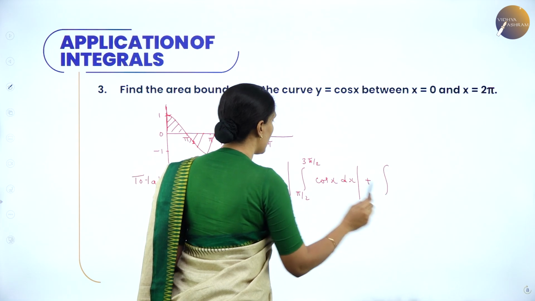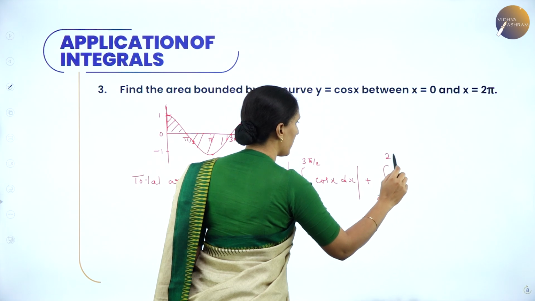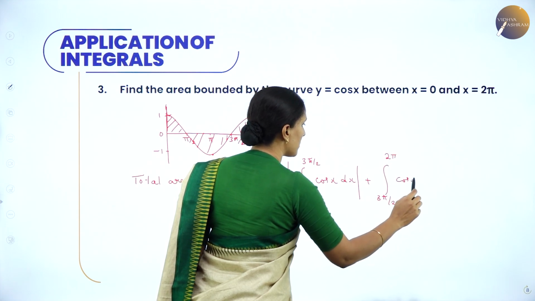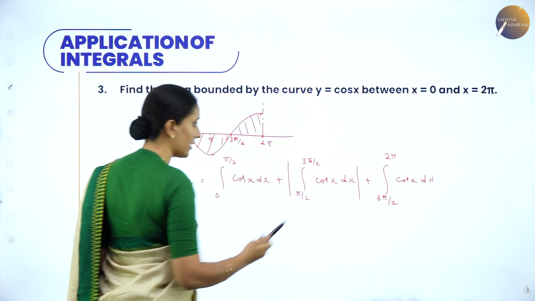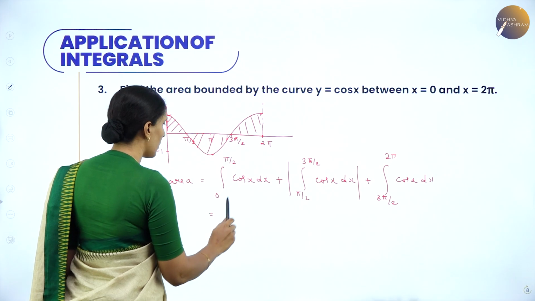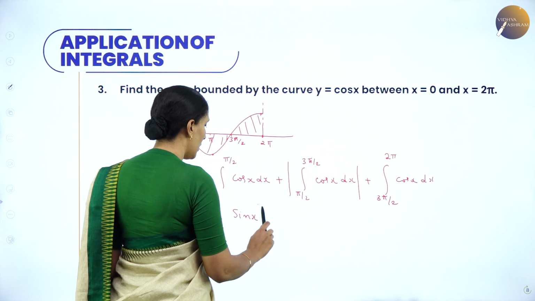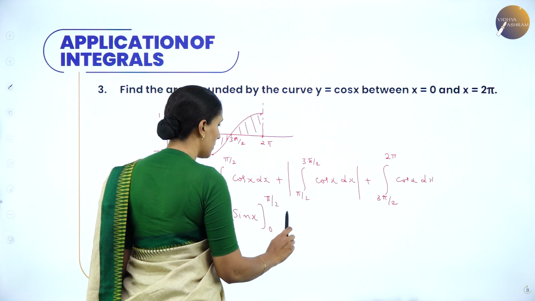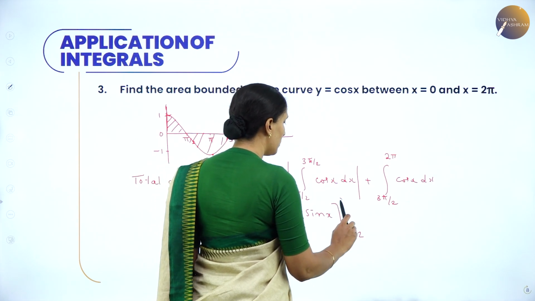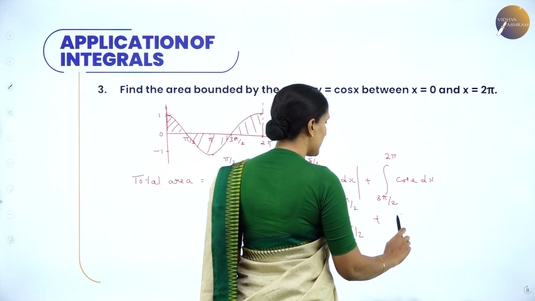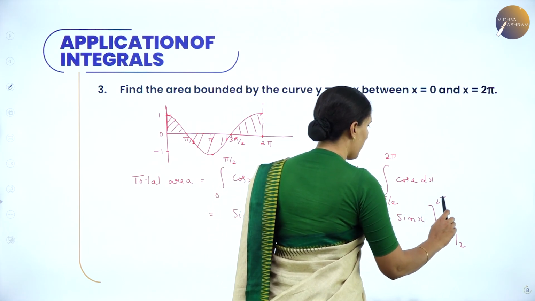Again plus the integral from 3 pi by 2 to 2 pi of cos x dx. So adding all, we'll get the limits from 0 to 2 pi itself. Now the integration of cos x is sine. So sin x with limits 0 to pi by 2, plus sin x with limits from pi by 2 to 3 pi by 2, plus sin x with limits from 3 pi by 2 to 2 pi.